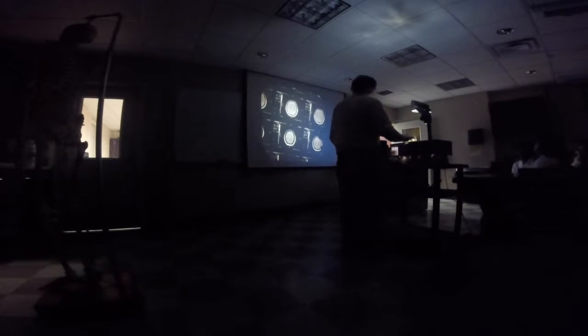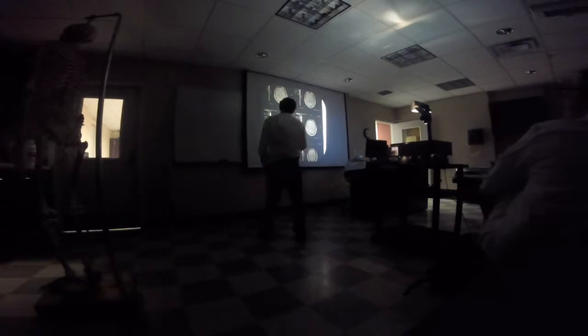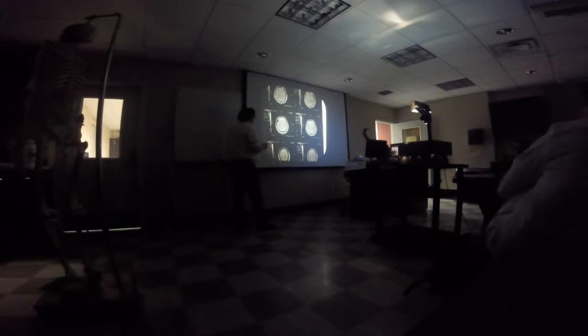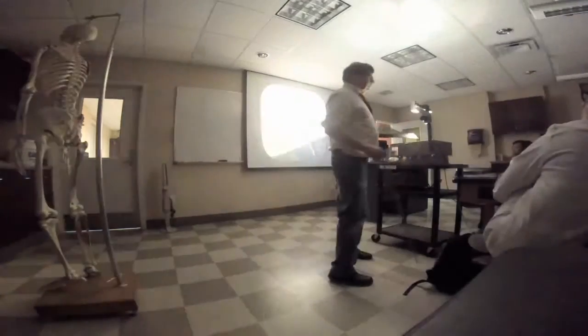You notice that many of the images will be negatives, meaning that if you look at the gray matter, it looks white. If you look at the white matter, it looks dark. So this is a type of negative image.